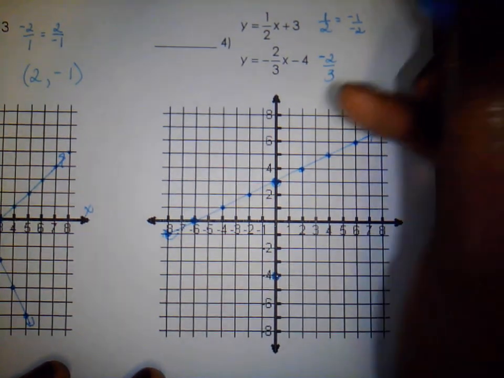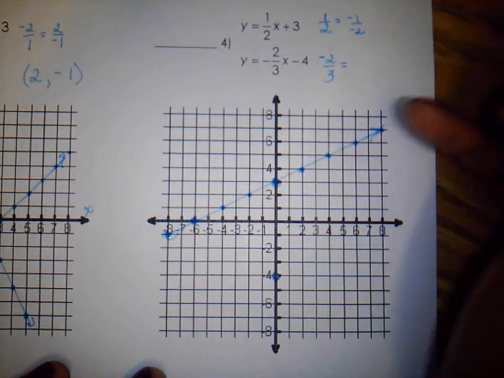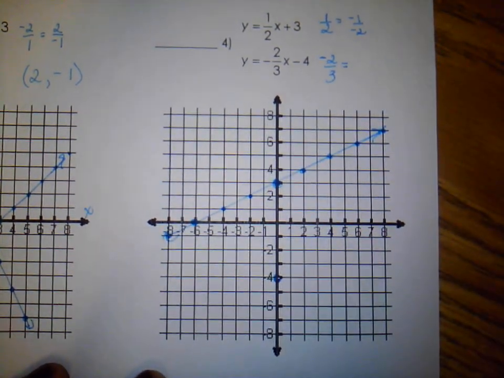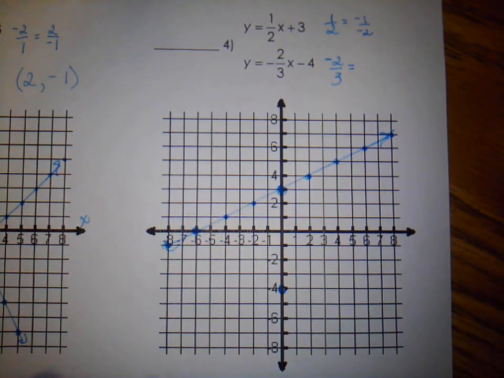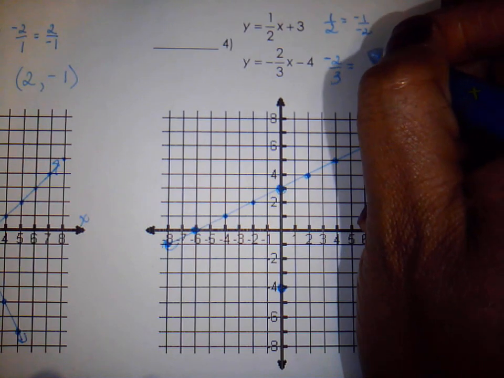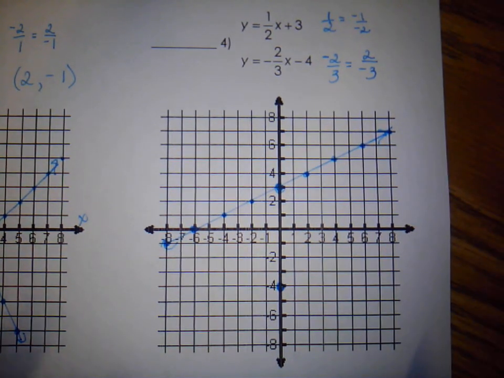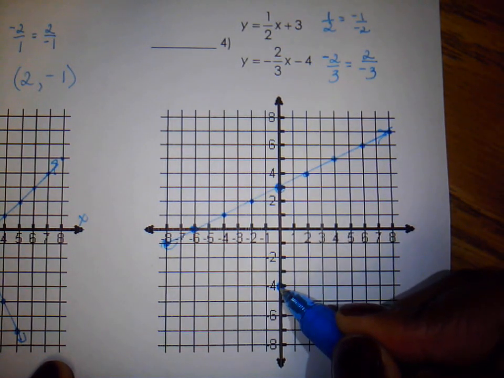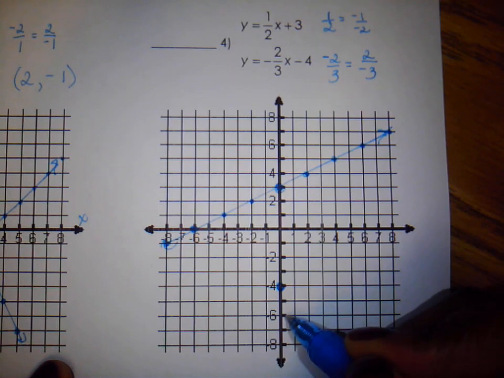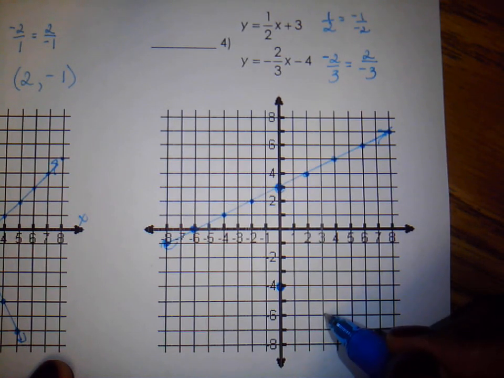What can I also use as my slope? Excuse me? Thank you. Positive 2 over negative 3. Thank you very much. Do you all see that they're both equivalent? Okay? So from here, I'm going to go down 2 and to the right 3.